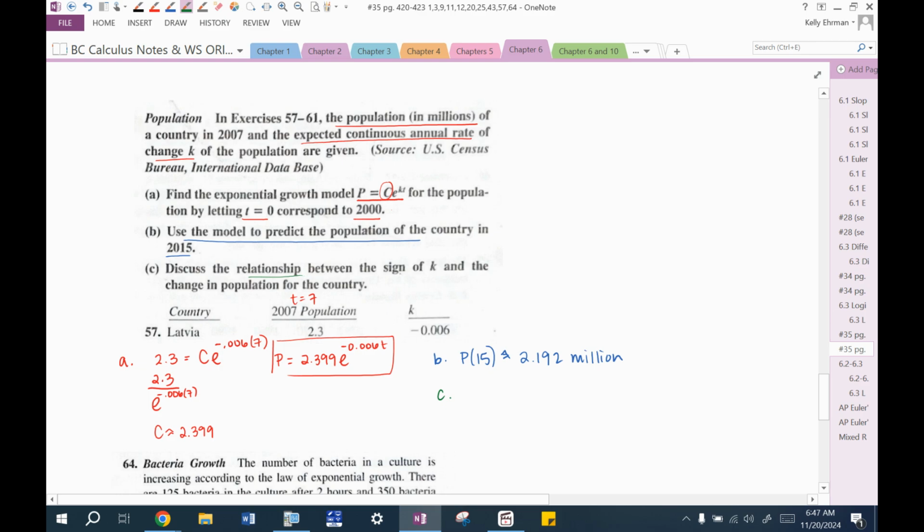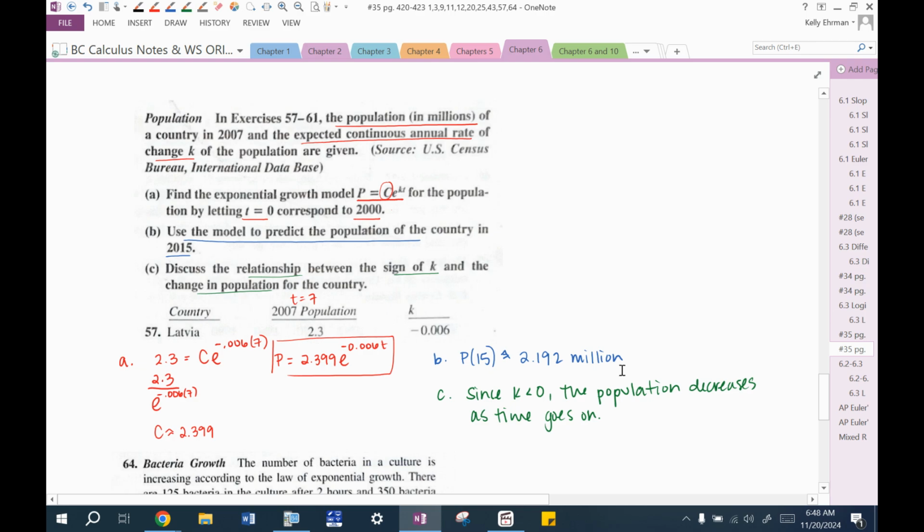And then part C, discuss the relationship between the sign of k and the change in population. So k is negative, and we can see with our populations, we're going from 2.3 down to 2.192. So since k is less than 0, the population decreases as time goes on, or as time increases, whatever.